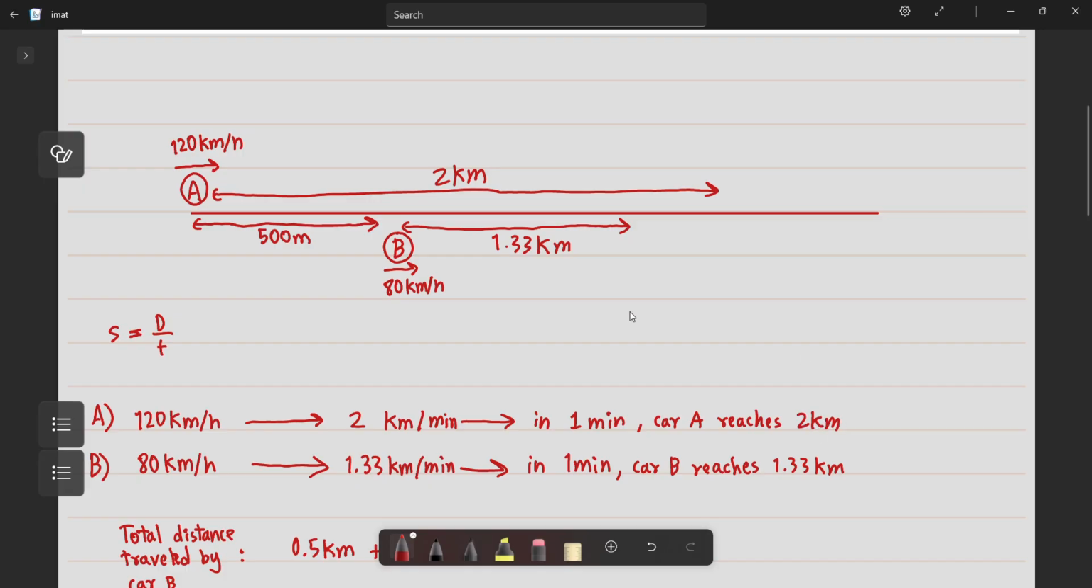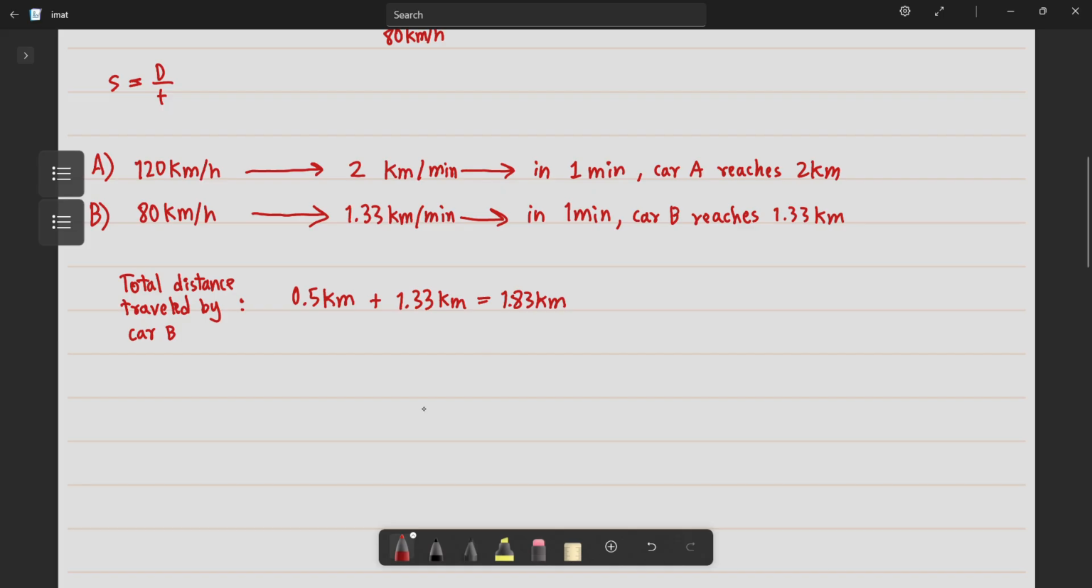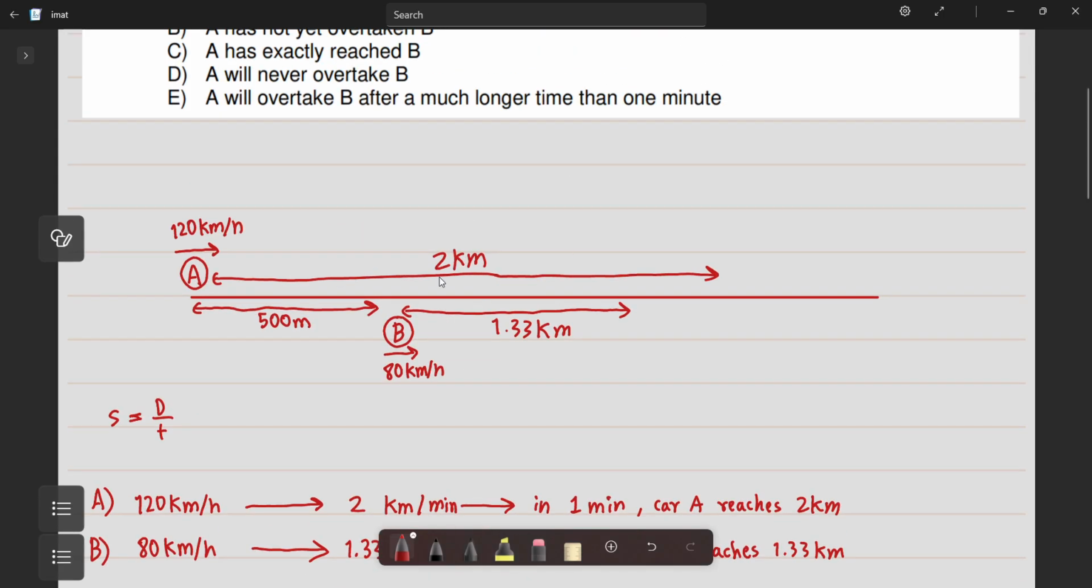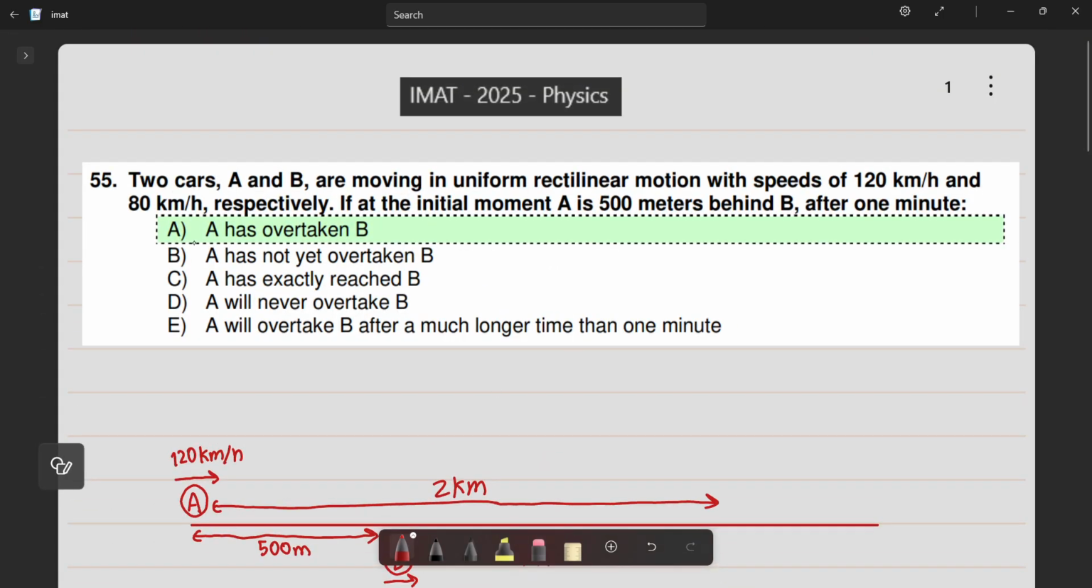Okay, so we can clearly see that car A has overtaken car B, because car A has traveled a greater distance, even though car B was 500 meters ahead of car A. But still, since car A was moving at higher speed than car B, it has managed to reach 2 kilometers, which is more than the total distance covered by car B. Okay, so hence the correct answer is option A. So car A has overtaken car B. Okay, so that's how we solve this question.